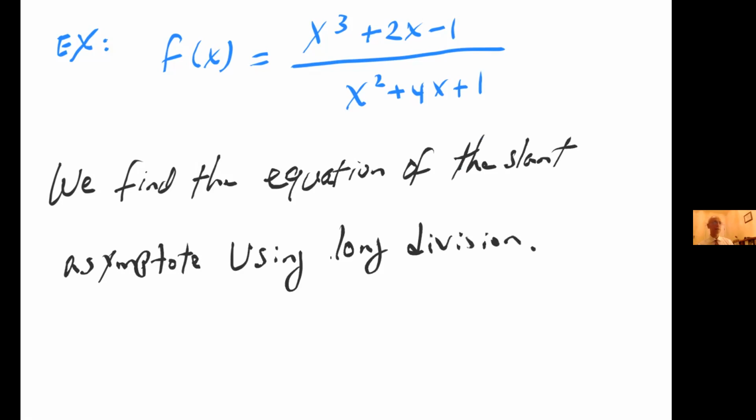Notice that in order for f of x to have a slant asymptote, the degree of the top must be higher only by 1. If it's higher than 1, like let's say on the top you have x to the 4th and on the denominator you have x to the 2nd, then you do not have a slant asymptote. Let's have a couple of examples.